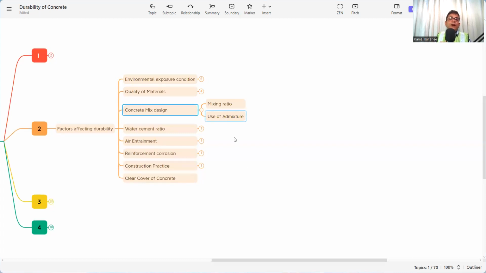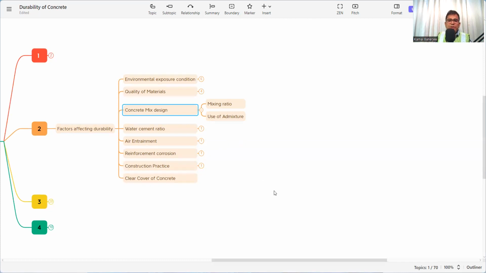The next thing is concrete mix design. This is the ultimate thing: how we use the mixing ratio, how we use the admixture. So the mixing ratio also plays a very vital role in concrete strength and concrete durability. Whenever we are preparing any mix design, we should take care of the durability factor as well, not only the strength factor.